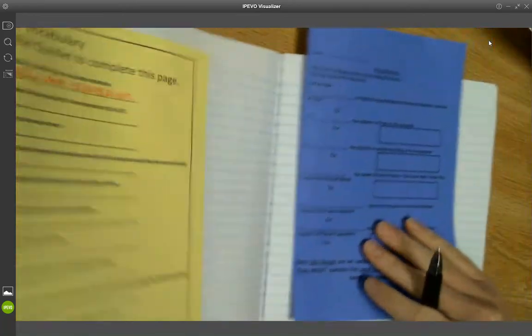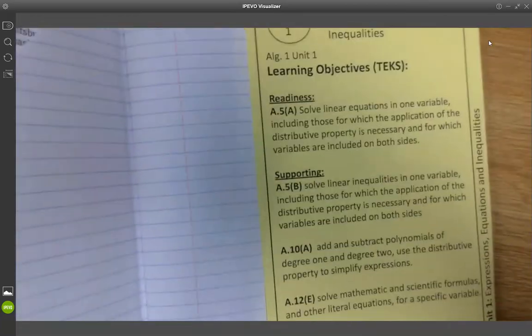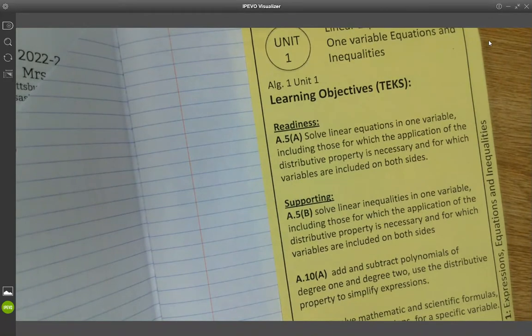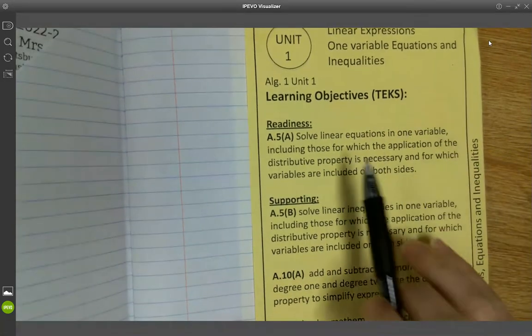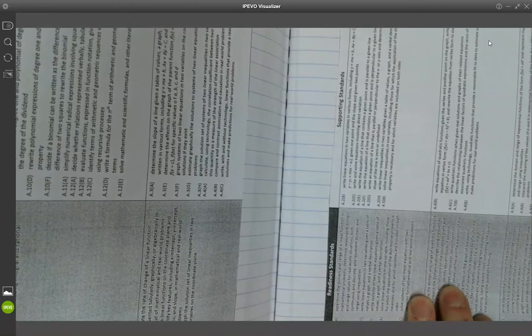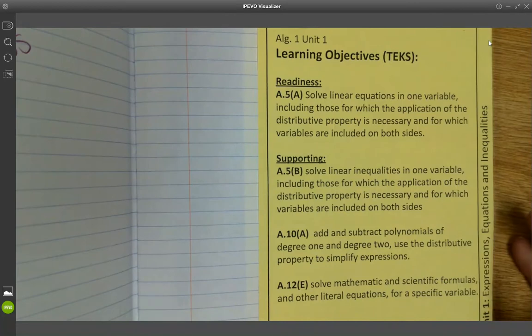So before we get started on our new notes, I do want to look at the unit divider. So this tells us what our unit is about. And it also tells us the skills that we're going to learn. So it says linear expressions, one variable equations, and inequalities. These are the skills that the state of Texas tells us that we have to learn. So remember the page 2 and 3, the TEKS tracker. This tells us everything that we learned throughout the year. So each unit will be covering some of those skills. After we learn it, then we'll highlight it on those TEKS trackers on page 2 and 3.